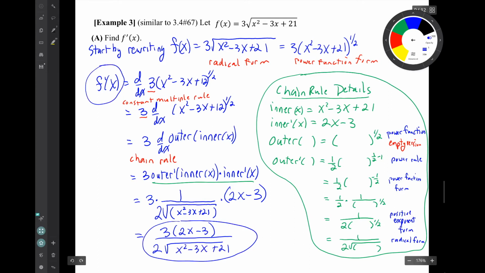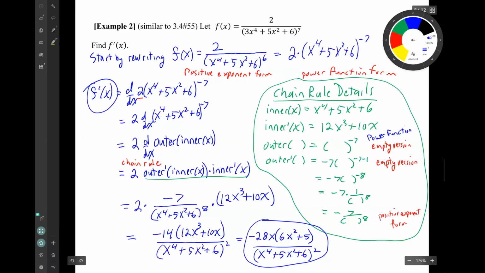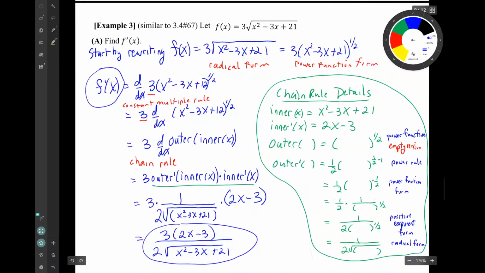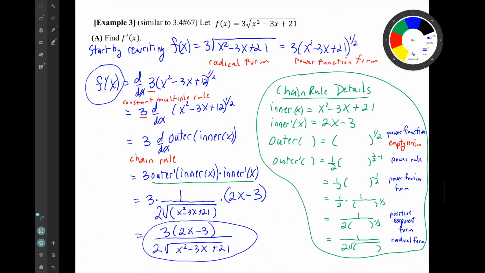And there's our derivative. And again, you can see that the form of this solution, the structure, is exactly the same as the structure from the previous 2 problems. All 3 of these examples use the same structure. Now this is actually just question A. There's more.